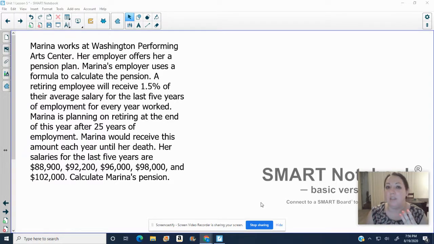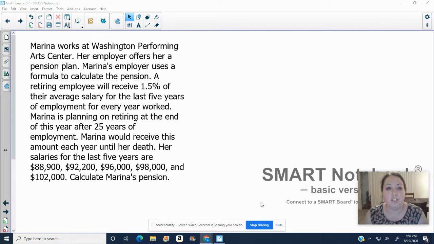It could be the average of your last 5 years of salaries, like this question. It could be the top 3 salaries over the course of all your years worked. It just depends, but it will be some type of average there. So we're going to read through this.